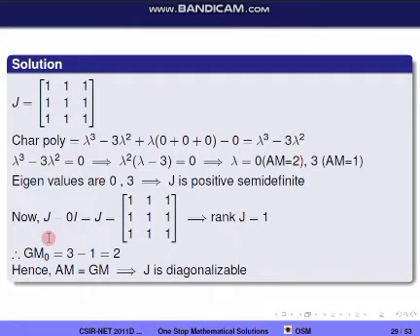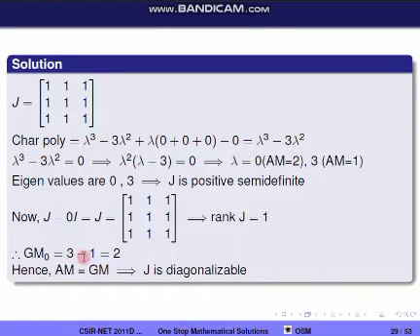So first of all, find the matrix J minus 0I. So J minus 0I is equal to J, the matrix itself. The rank of J is 1 because we have only one independent non-zero row.